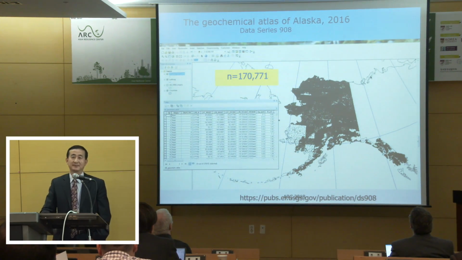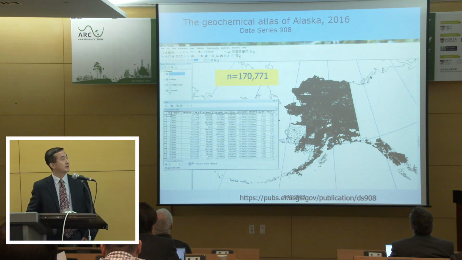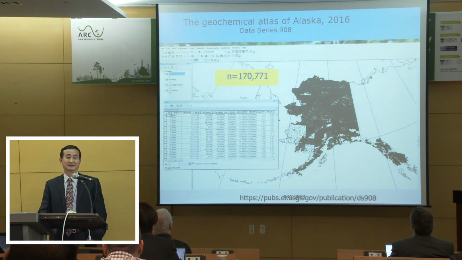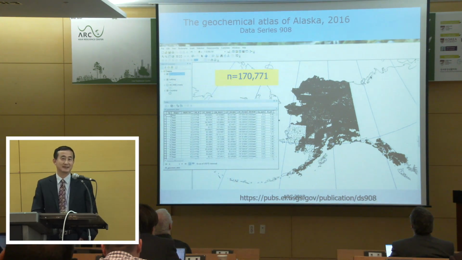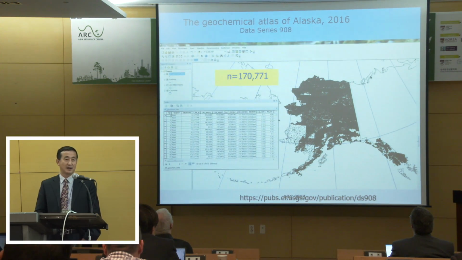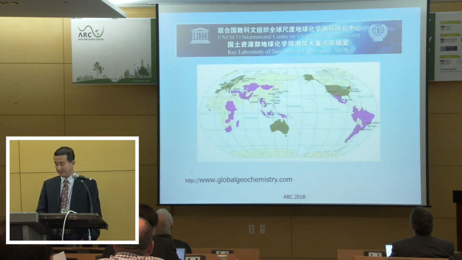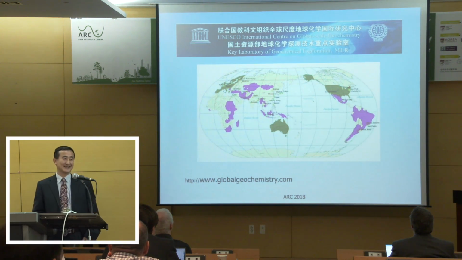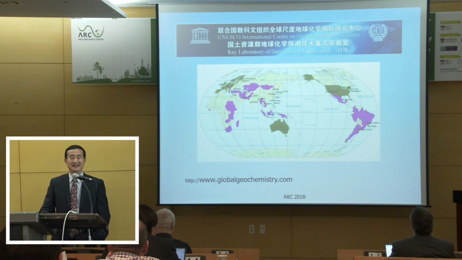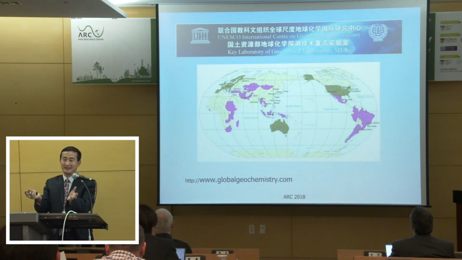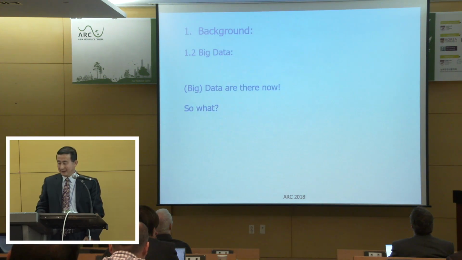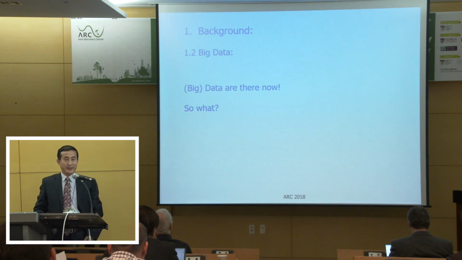This is Alaska, and the number of samples is more than 170K. Okay, that's real sampling. That's compiled by the US Geological Survey. And also, we are trying to produce the Chemical Earth. Perhaps, have you ever heard of Chemical Earth? It's led by the UNESCO Global Geochemistry Center. And we are trying to produce the chemistry of the surface of the Earth. So anyway, big data is on its way.